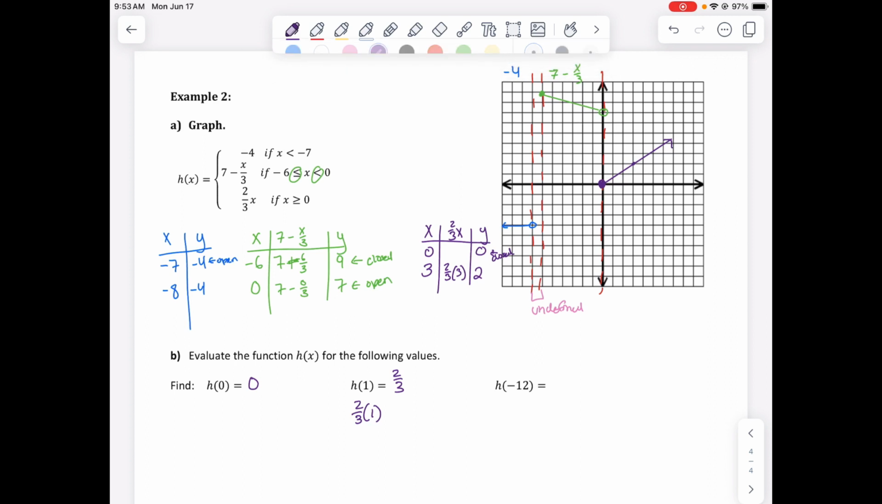And then h of -12, well, we can see that this segment is continuing on, or we can go and say, oh, that is in the blue section. And so h of negative 12 is negative 4. And again, I just want to say, if I did ask you for h of negative 7, for example, that would be undefined because there is no h of negative 7 on our graph. It's an open circle. And we see that it's not actually part of this domain or this domain here.